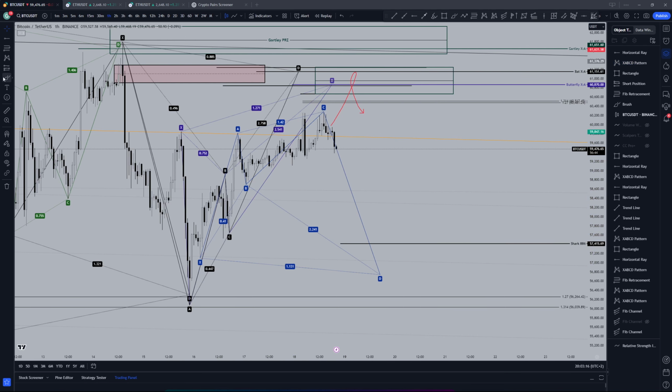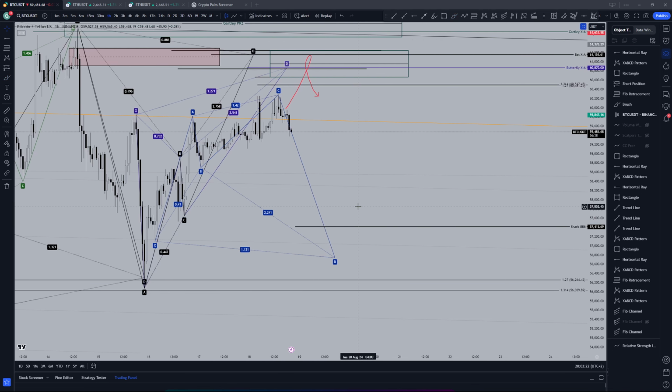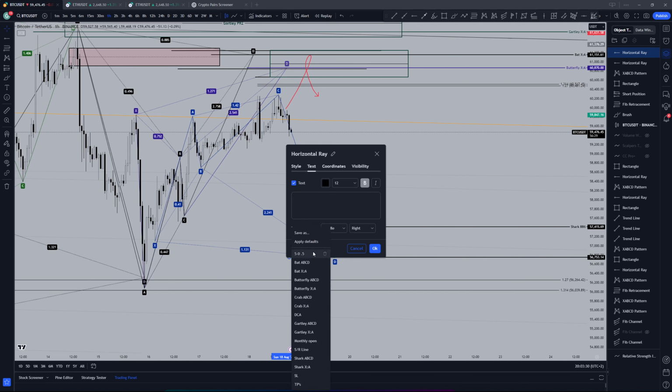So for sharks, I always recommend to heavily keep track of this BD, because you need that to be into tolerance. I'm just gonna mark this D point right over here. This is a really nice level.